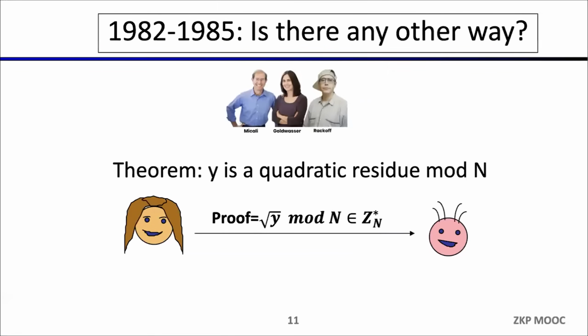But our question in this course is not about NP or NP completeness, but rather we're asking, is there some other way to prove these types of theorems? Can a prover, for example, convince a verifier that y is a quadratic residue mod n without sending a square root? So this is the question that motivated Silvio Micali, Charlie Rackoff, and myself to study zero-knowledge proofs in the early 80s. And this is a process that took about 3 years.